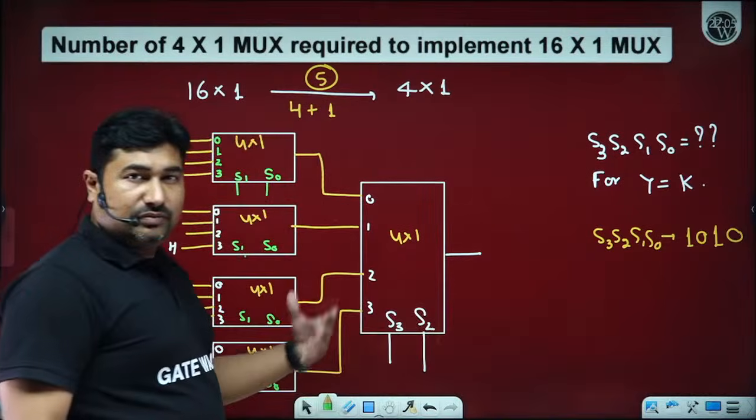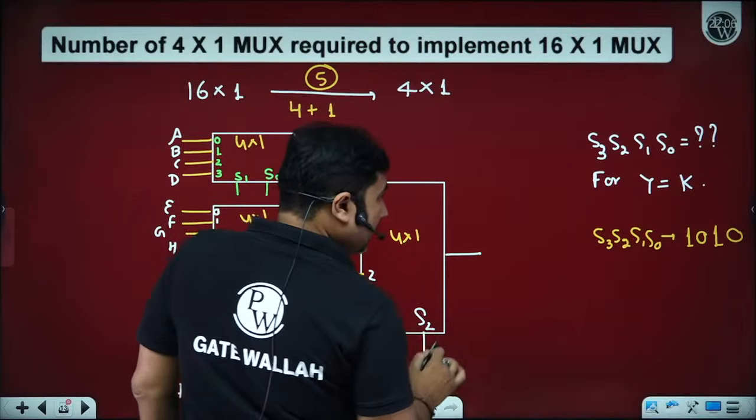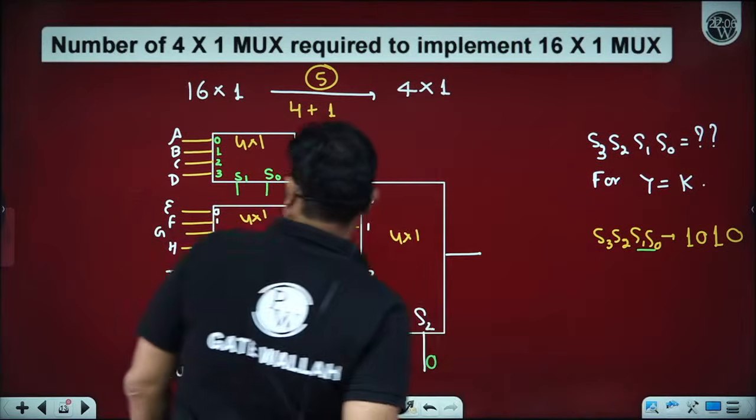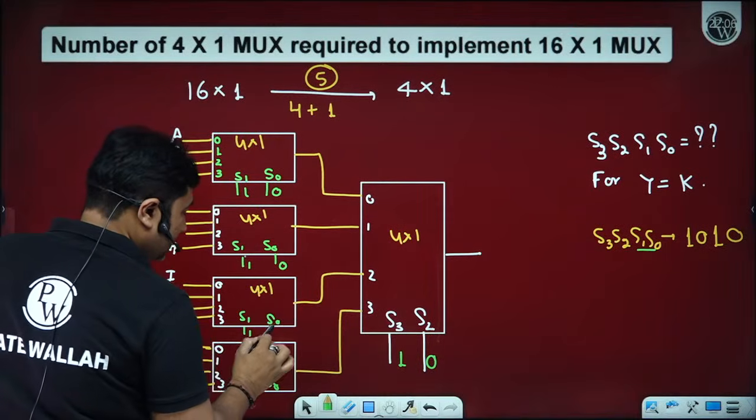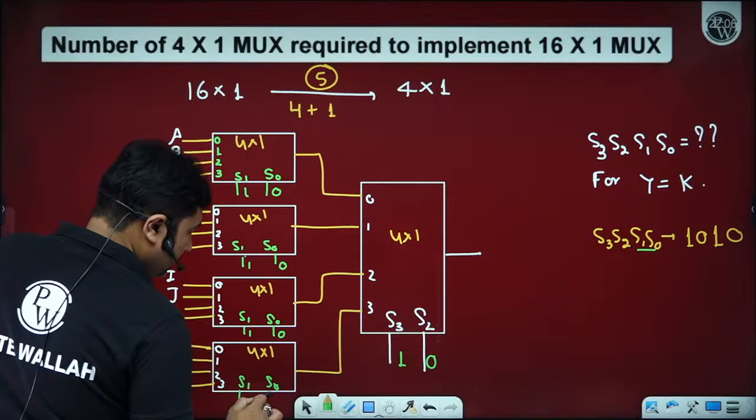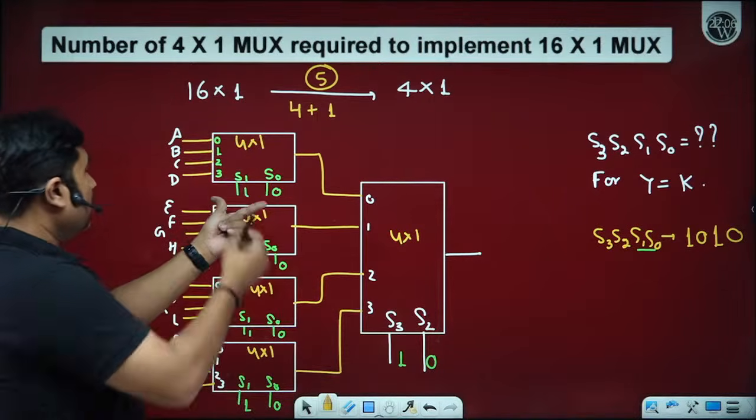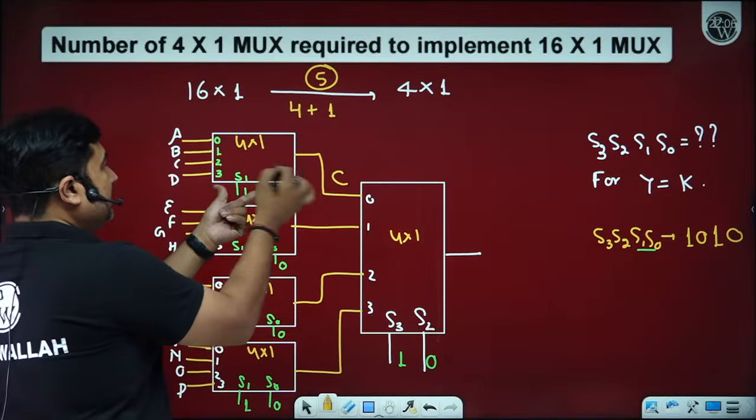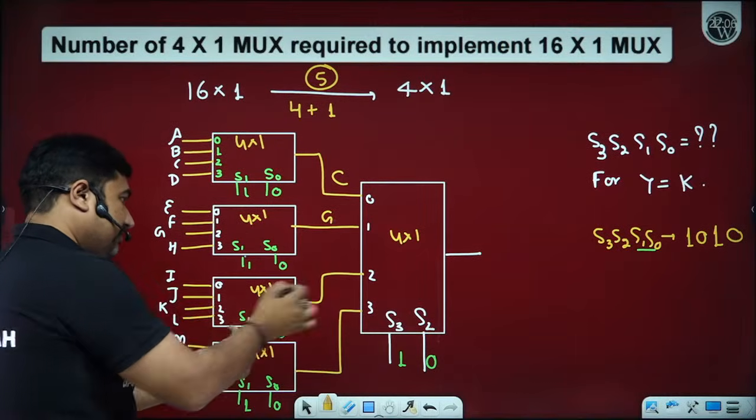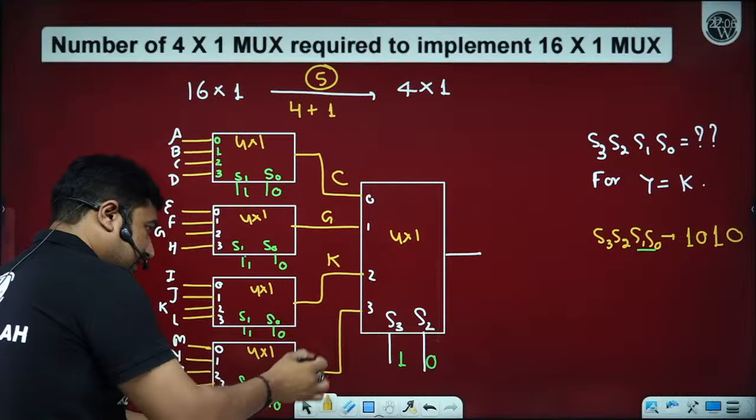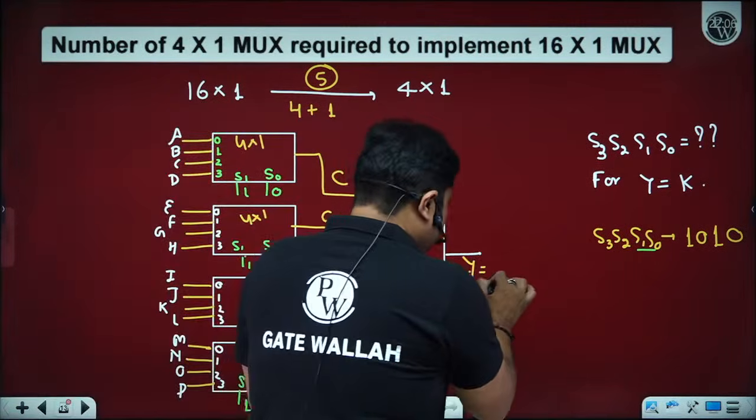Let's observe. Will it perform or not? So S3 S2 is 1 0, and S1 S0 is 1 0. Observe, 1 0 is the binary of 2. So out of these inputs, which pin is selected? For this multiplexer, it will pass G. For this multiplexer, it will pass K. For this multiplexer, it will pass O. Again, it is the binary of 2. So K is being transferred to output Y.